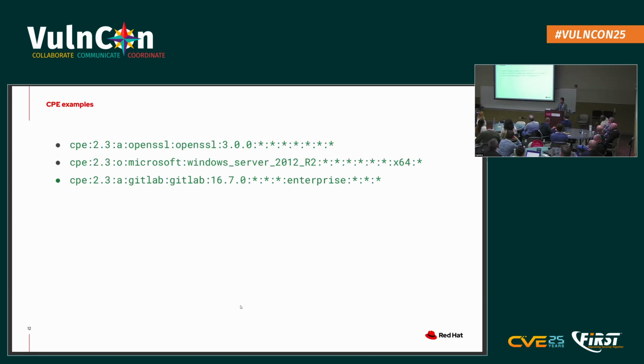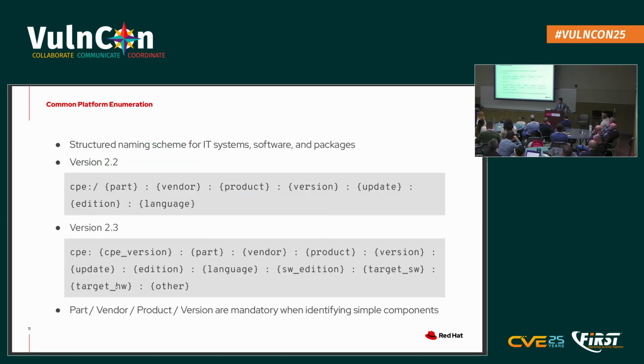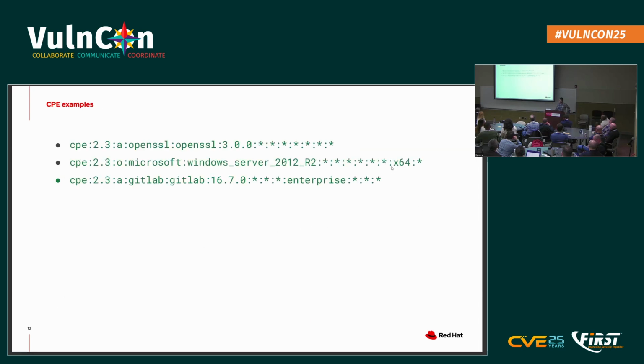So these are some examples of valid CPEs from the CVE dataset. Here we can see that the first one identifies OpenSSL in its version, doesn't really use any of the previous attributes. I think the last one is target hardware, right? So this is probably the architecture that Windows Server is running on that we want to make specific for this particular identity. And then GitLab Enterprise is a software edition, probably. So it allows you to pinpoint a more specific variant of the thing that you're identifying.